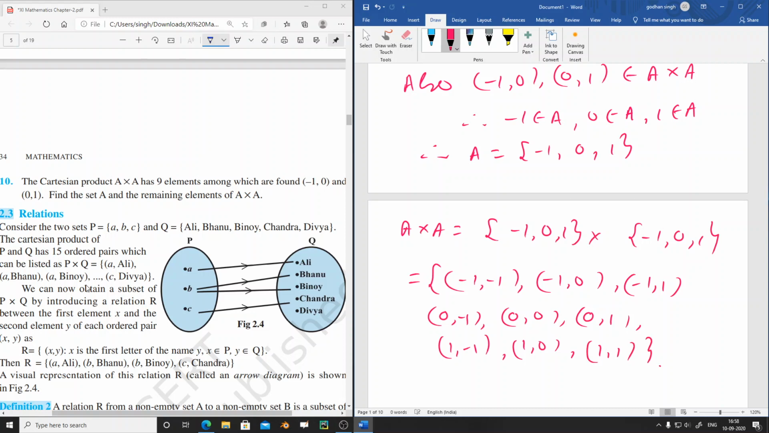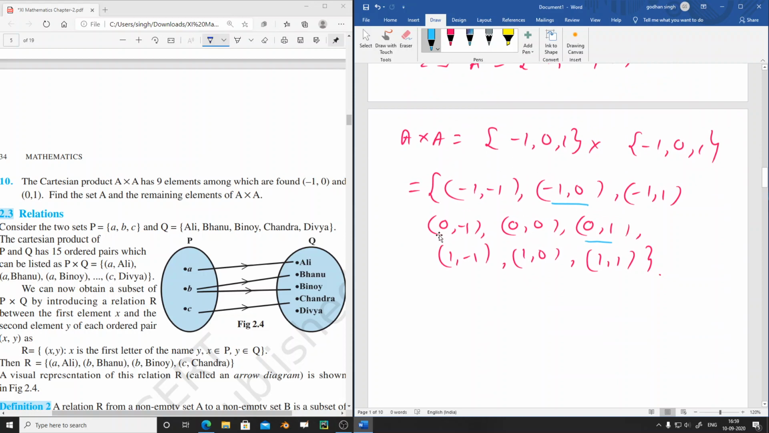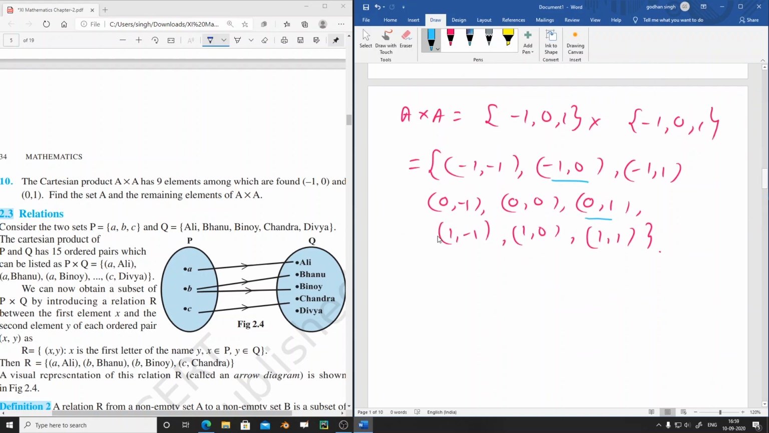So later on we can say therefore the remaining elements are, from this we will remove these given elements, that is (-1, 0) and (0, 1). So we can say that therefore the remaining elements of A cross A are, so what can we write?